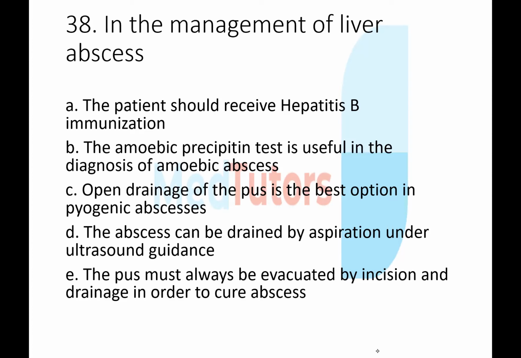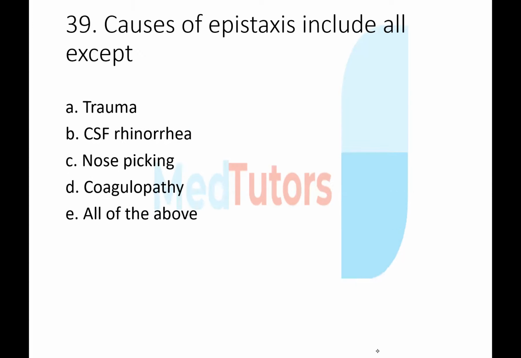The contraindications for ultrasound-guided drainage, or where you don't do ultrasound-guided drainage, is one, when you have multiple abscesses. Two, when the abscess cavities are septated. So if you do an ultrasound-guided drainage, you might just drain only one cavity within the septum. So for that reason, you will do an open drainage. So the most appropriate answer here is abscess can be drained by aspiration under ultrasound guidance.